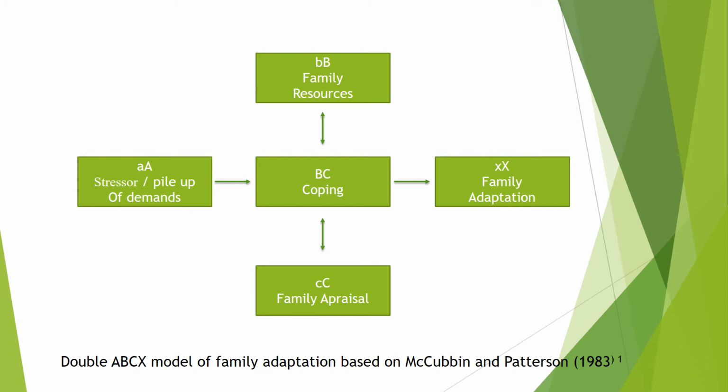This diagram is the double ABCX model from McCubbin and Patterson. It's a very simple diagram that can be used with different variables. Stressors that pile up on the family unit can weaken and wear down the family. And if you notice the center, the BC coping, is based on family resources with how the family perceives or appraises the stressor event to be able to adapt to the circumstances.